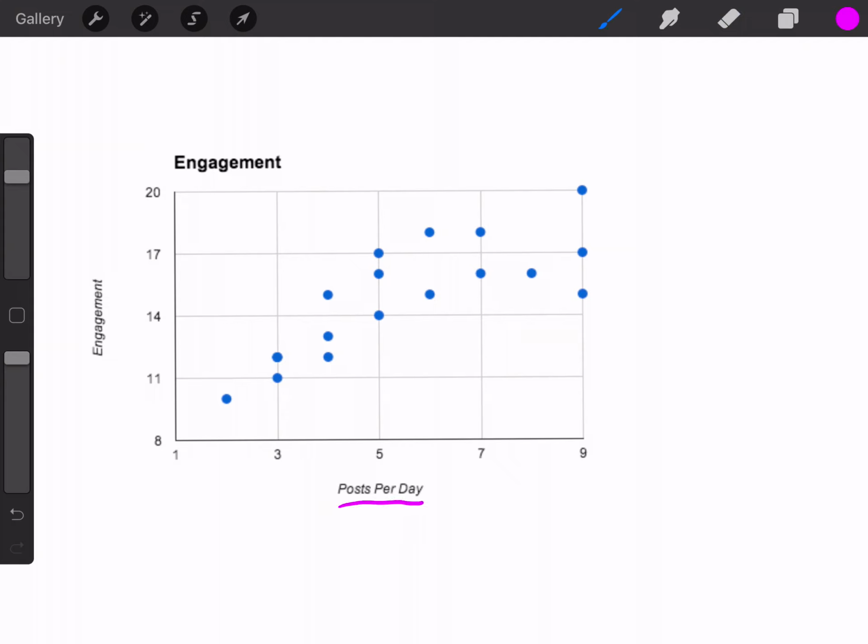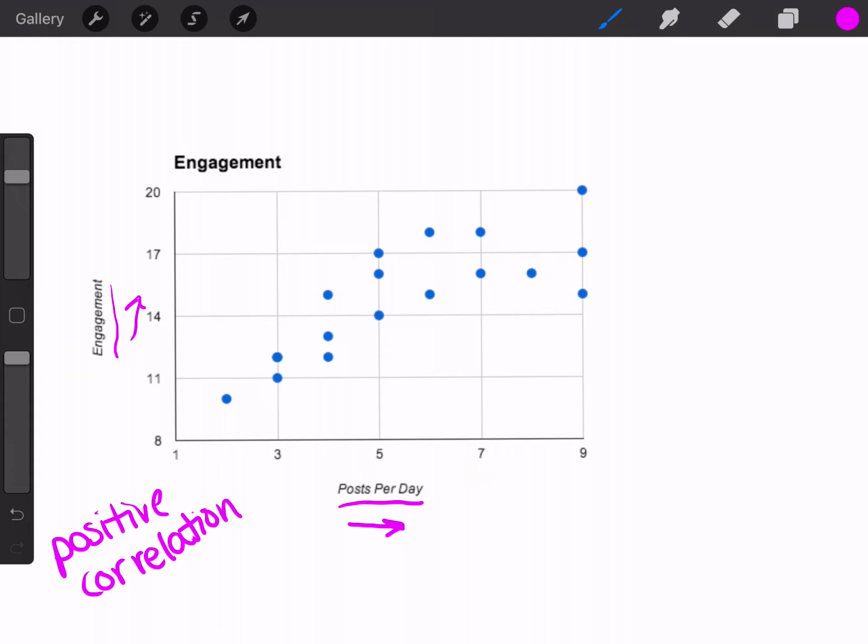All right, so today we're going to continue our discussion about the line of best fit. As you can see right here on my scatter plot, I have a scatter plot that's talking about engagement. On my x-axis, I have posts per day and engagement on my y-axis. As my posts per day increase, as they go from 1 to 9, I notice that my engagement is also going up. So I know that I have a positive correlation.